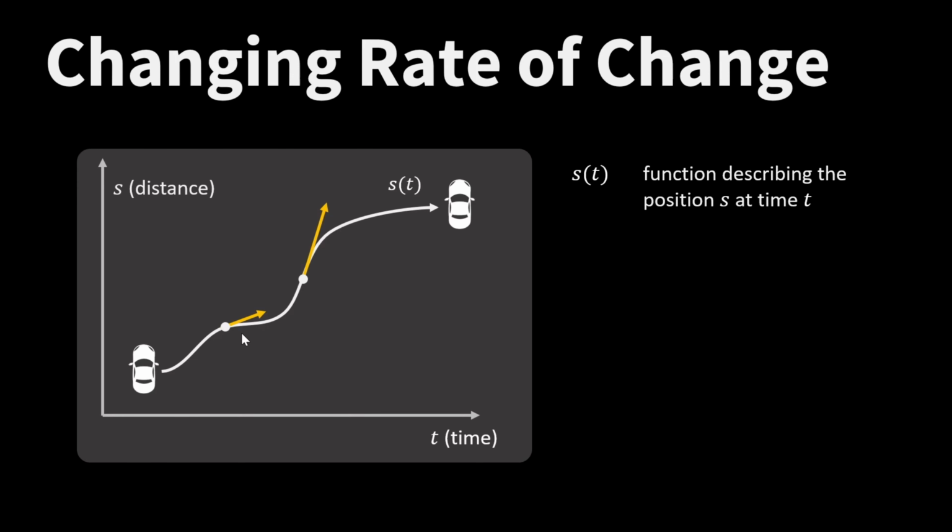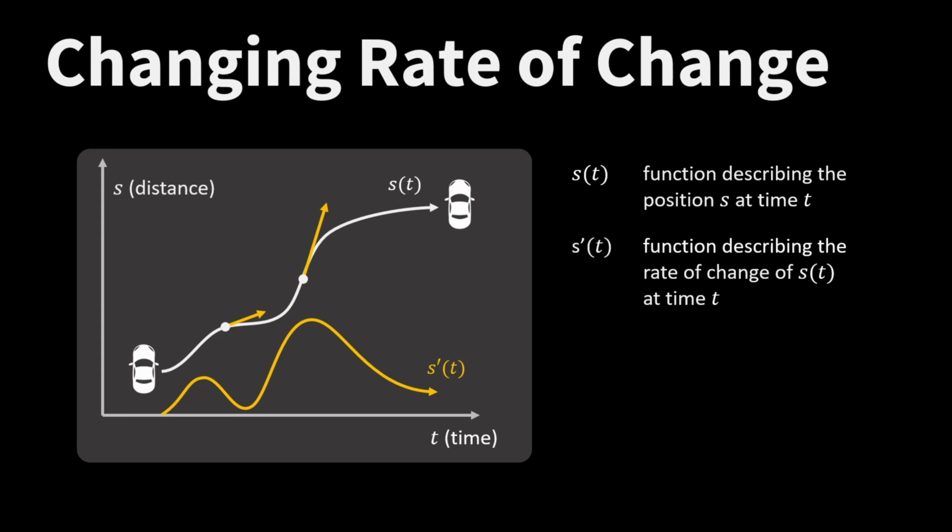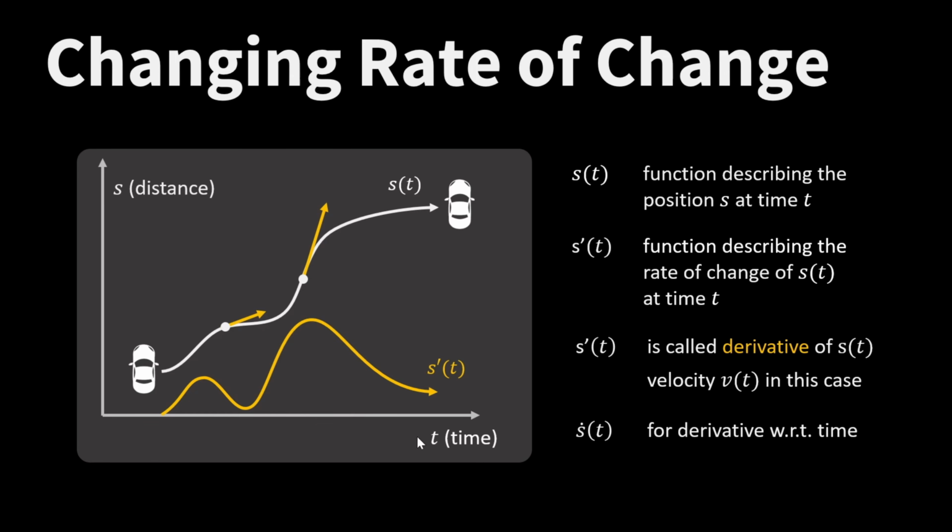As you can see, the slope of this curve is not constant. At this point, the rate of change is smaller than at this point. Therefore, we can describe the rate of change with another function. I call it s prime of t. It describes the rate of change of the function s at time t. This function is called the derivative of s. Since we have time on the x-axis, it corresponds to the velocity of the car. If we have time on the x-axis, we also use the dot character for the derivative, but both are okay.